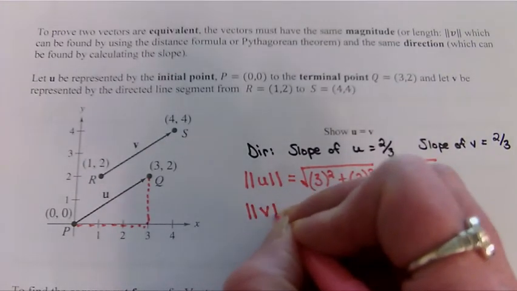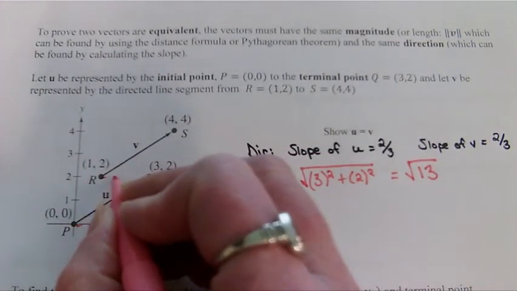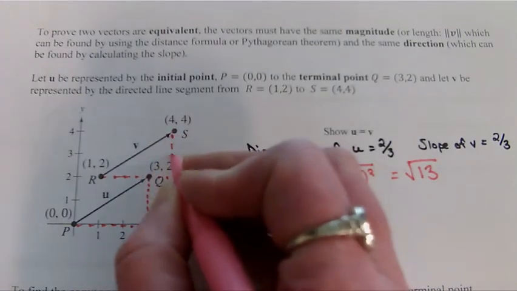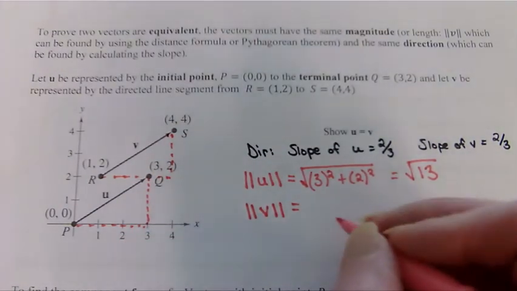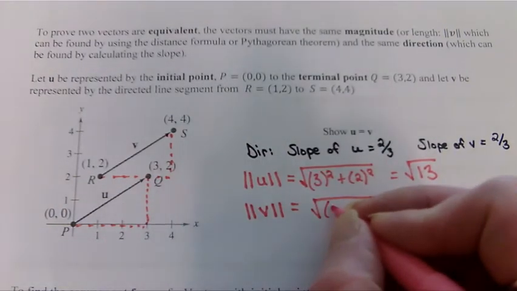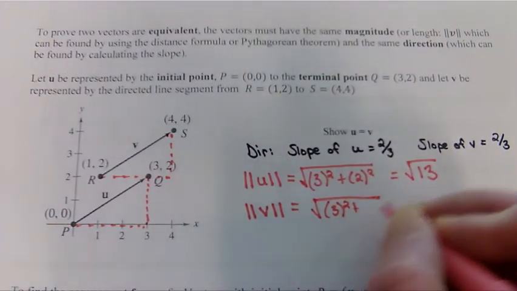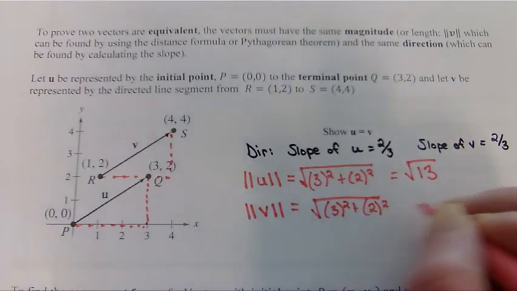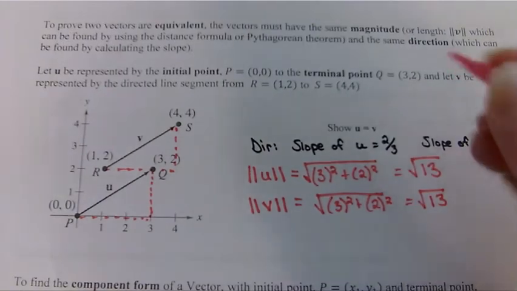The length of V: the horizontal distance is 3, and the height is 2. So they are equivalent.